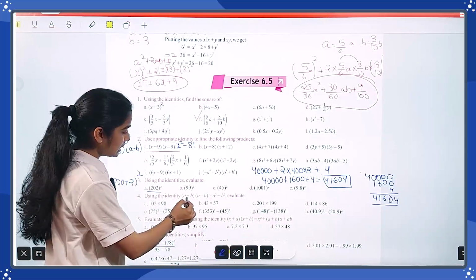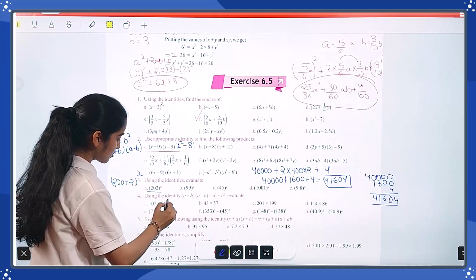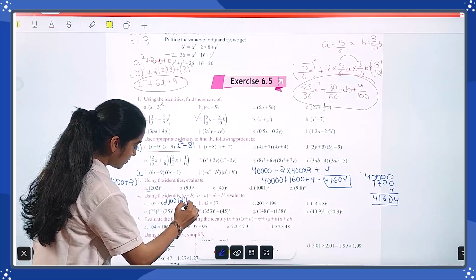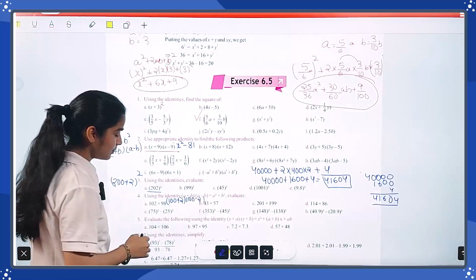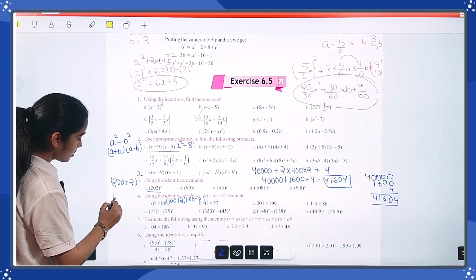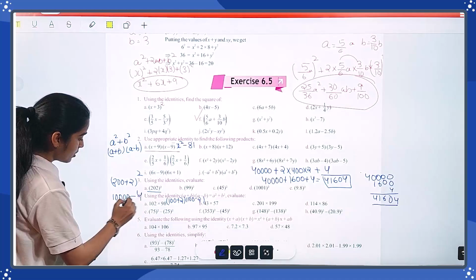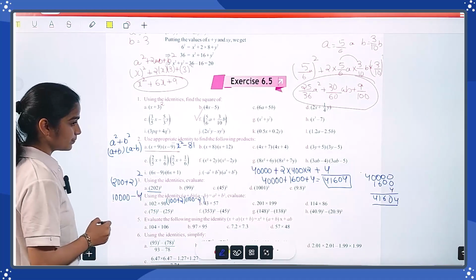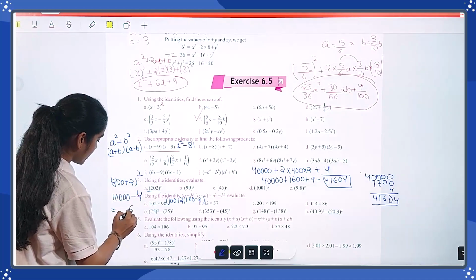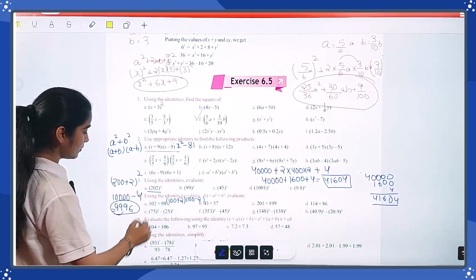Now using the identity (a + b)(a - b), evaluate. So now how can you calculate this? In this way, (100 + 2) and (100 - 2) will be your answer, right? So for this, you can simply find 100 square is 10,000 and 2 square is 4. So 10,000 minus 4 is 9,996. This is your final answer for this question.